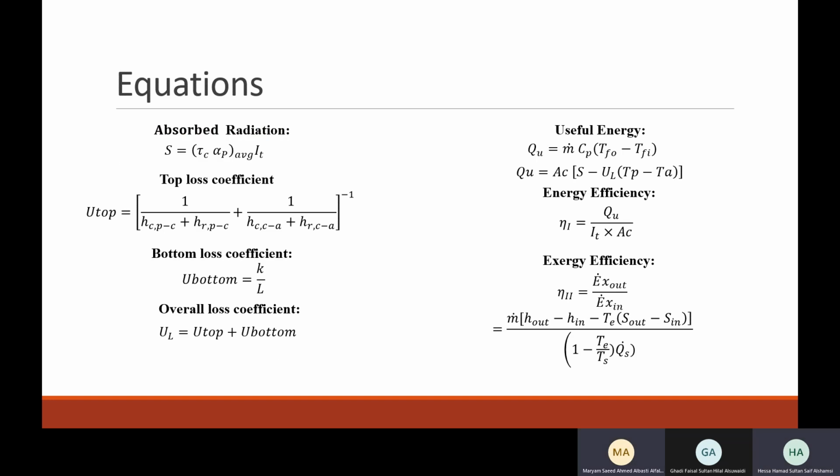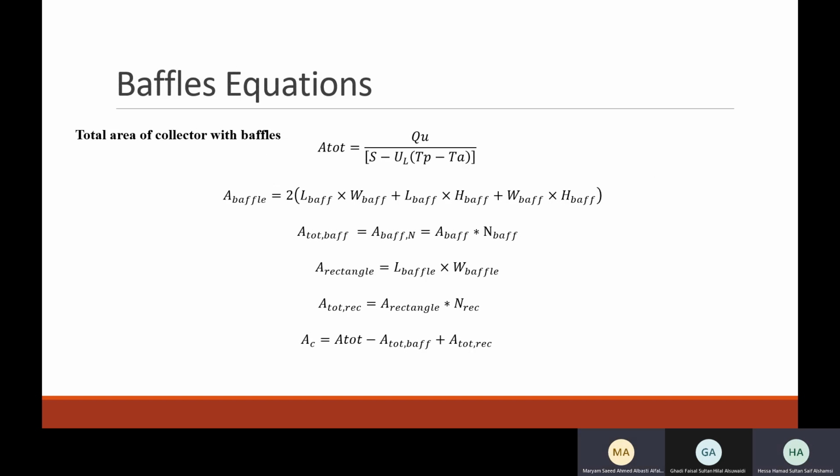For the calculation part, these are the main equations used. We have calculated absorber radiation for the three cases as well as the loss coefficients. For the useful energy, we have assumed the fluid temperature and made iterations in order to find the plate and cover temperature. Lastly, we have found the energy and exergy for the three cases with and without baffles. These equations are used to calculate the area of the collector with baffles, and in the case of no baffles, the area of the collector will be equal to the total area.